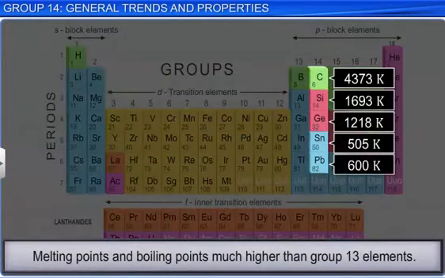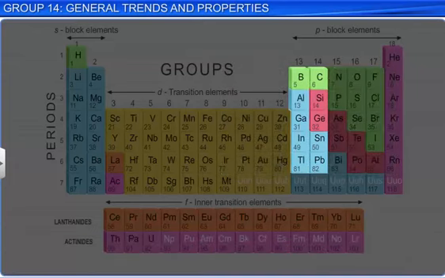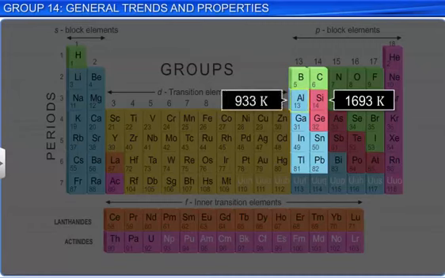The melting points and boiling points of the group 14 elements are much higher than the corresponding group 13 elements. For example, silicon has a melting point of 1693 Kelvin. But the melting point of aluminium in the same period is 933 Kelvin.